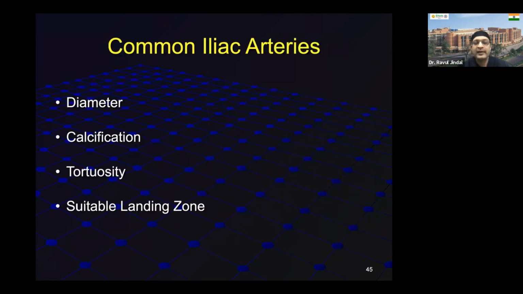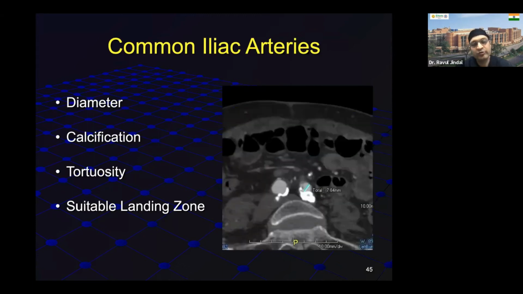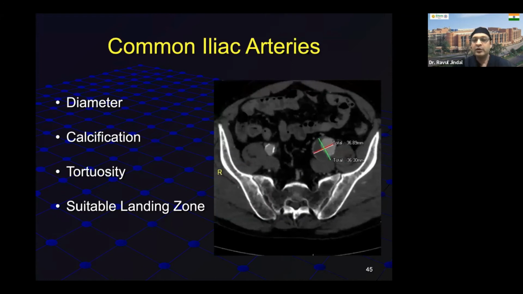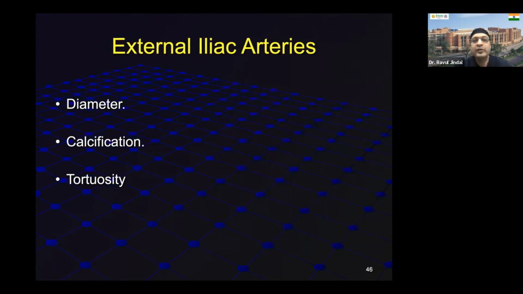Let's look into the common iliac arteries. Then we should look into the diameters of the arteries, calcification, tortuosity, and also the suitable landing zones. Because the common iliac arteries could be aneurysmal, so then you need to decide exactly where you're going to land. Look into the aneurysm of the common iliac artery. It is a 37 millimeter common iliac artery.